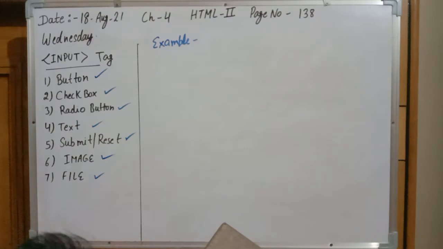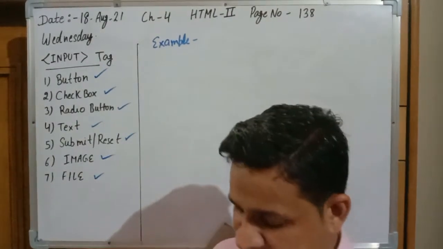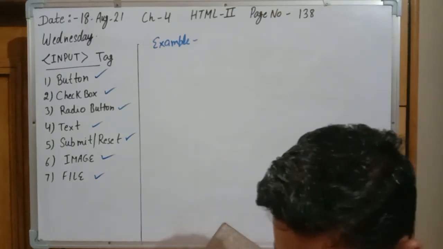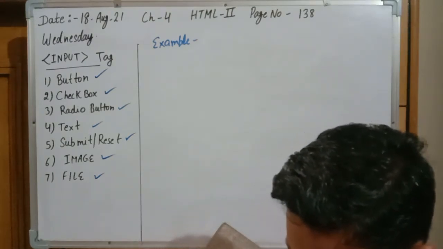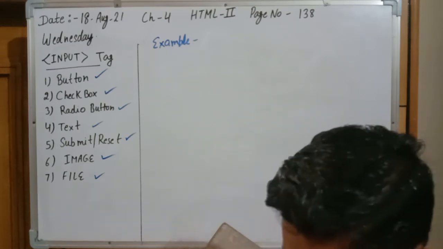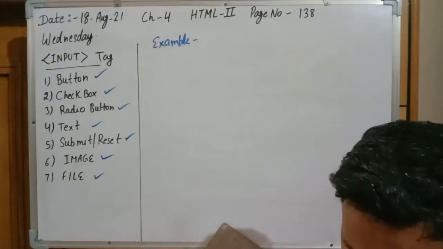I start reading from body tag. In body tag they have started heading 1, enter your choice. They have prepared one heading, enter your choice. Afterward form tag is started. In form they have prepared one heading, that is pizza topping. Afterward they have written input type is equal to checkbox.